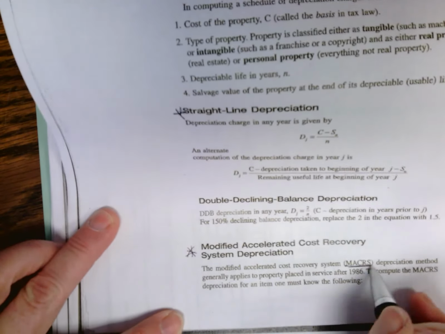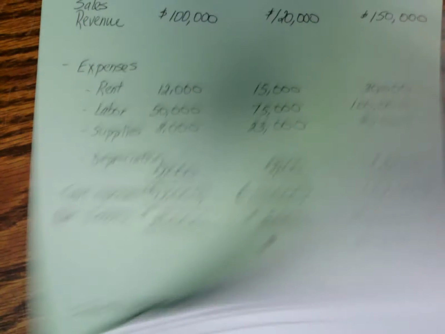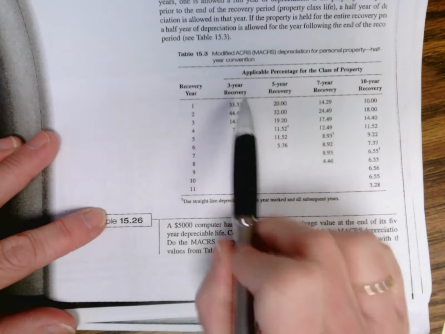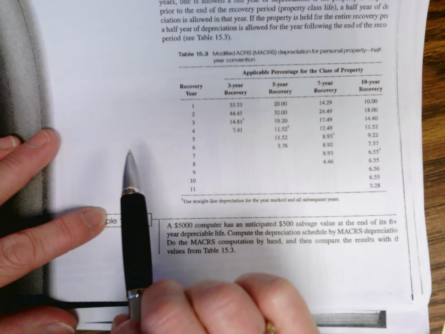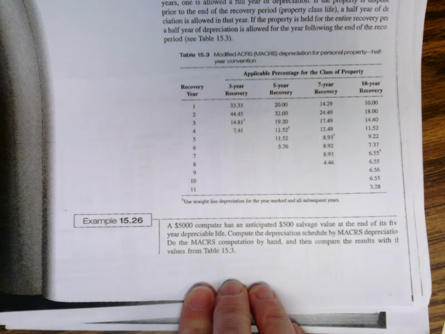MACRS, right? And this is from the tax law. This is tax code, and it is very, very simple. On the next page, you'll see a chart that looks like this. And it's very simple. You simply multiply the cost of the asset times an appropriate percentage from this table. This table comes from the tax law.